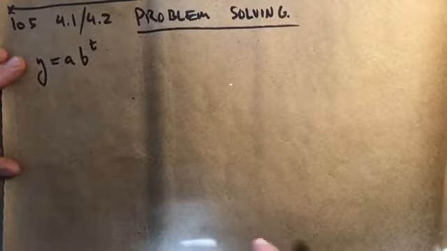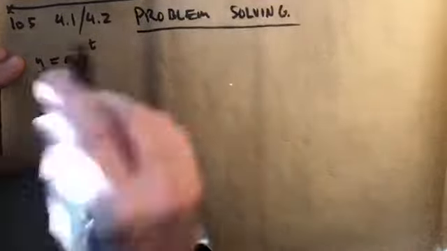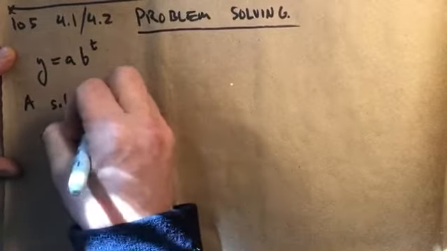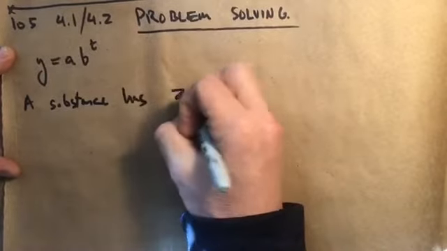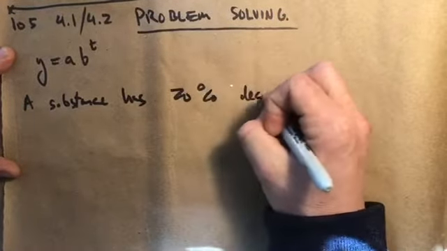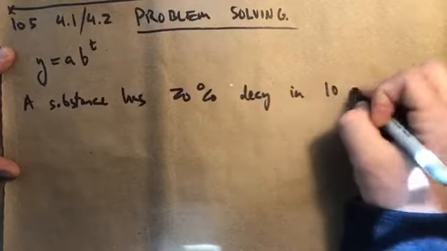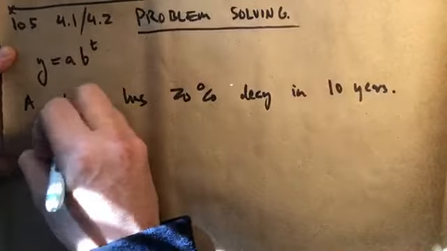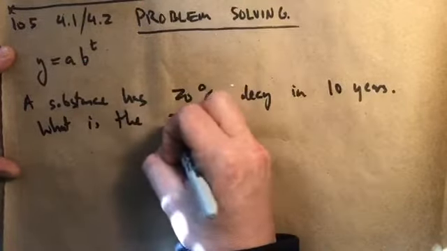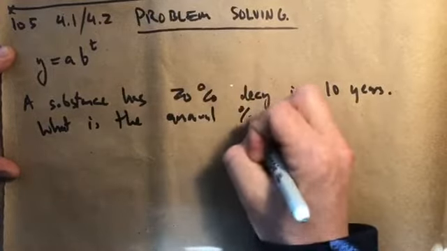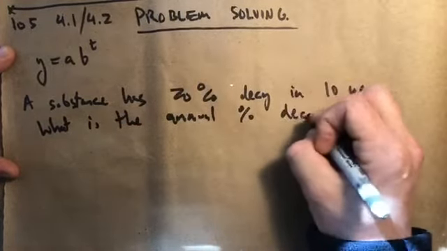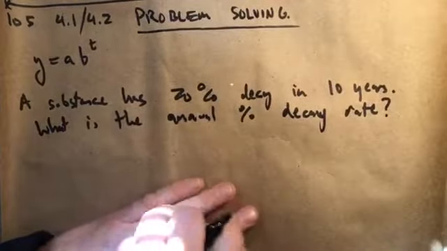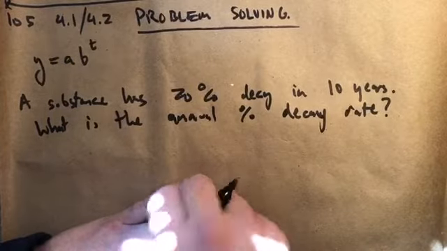So, in particular, I want us to think about this classic problem. A substance has 20% decay in 10 years. What is the annual percent decay rate? I think this is very similar to a WebWork problem that you have in section 4.1.